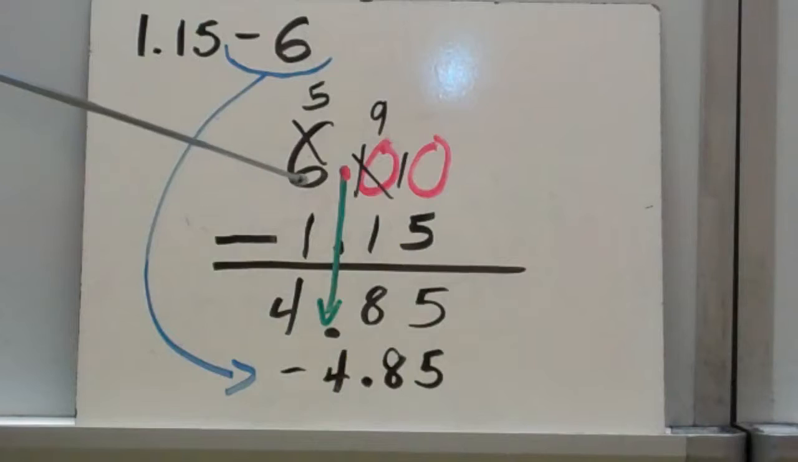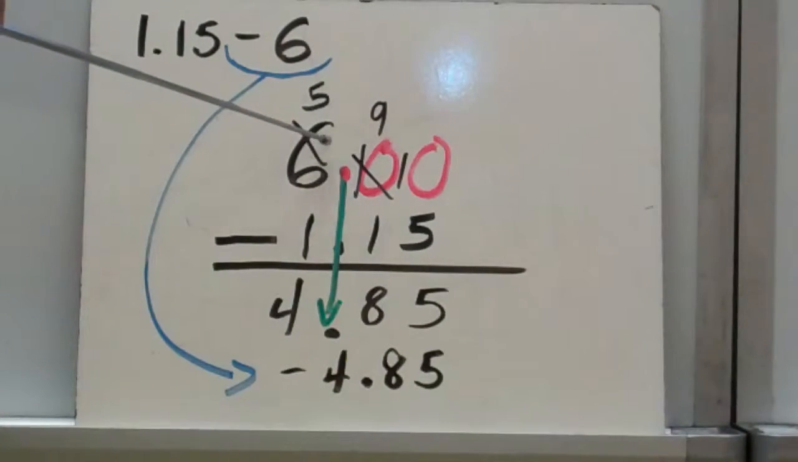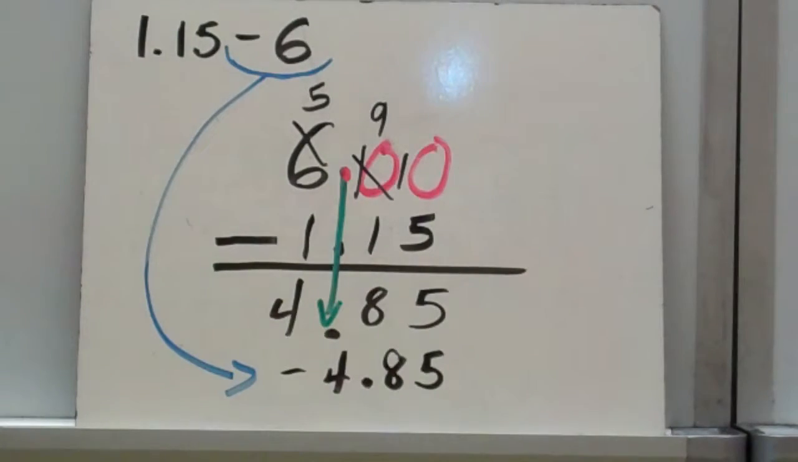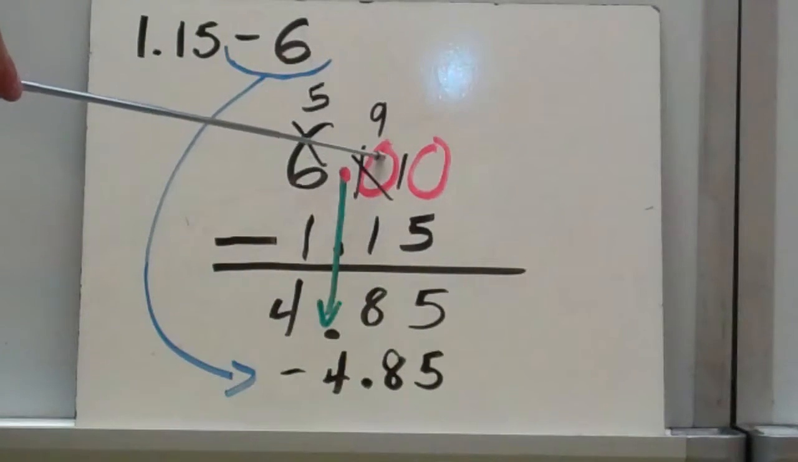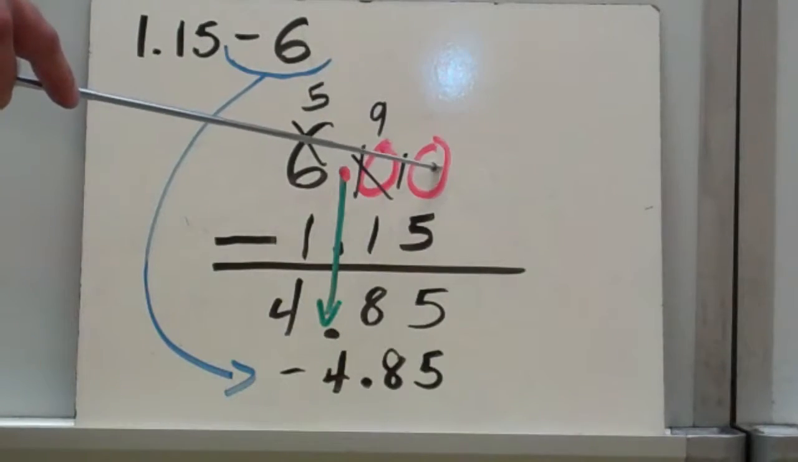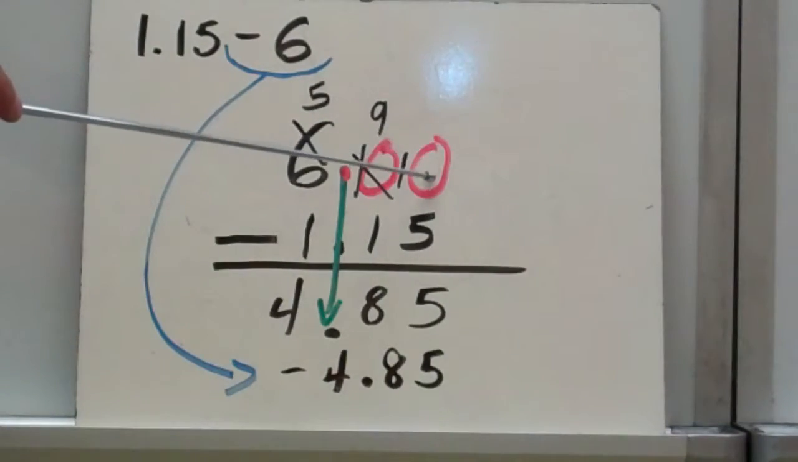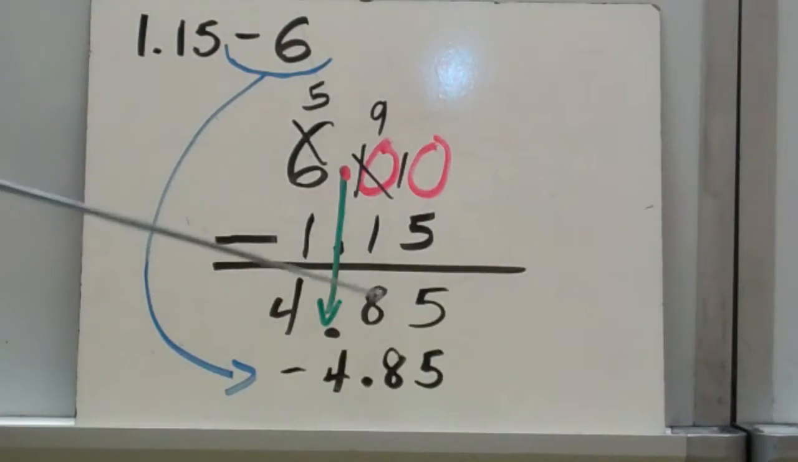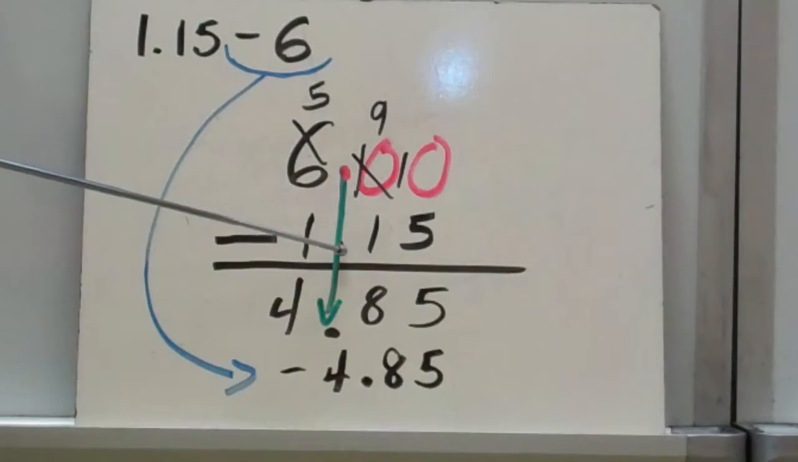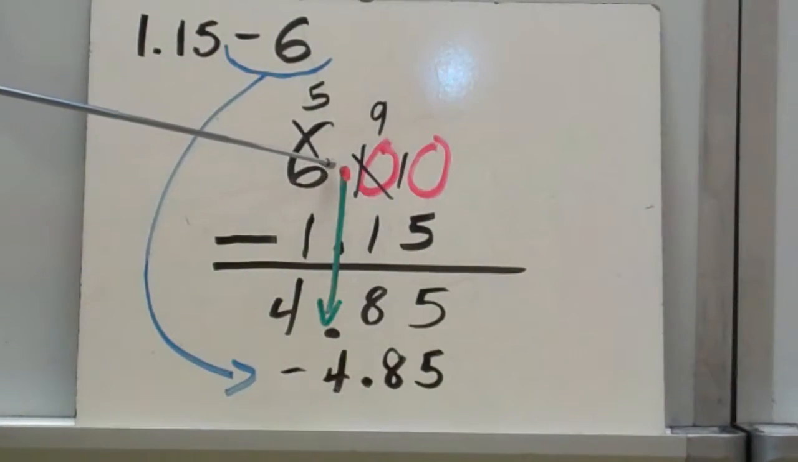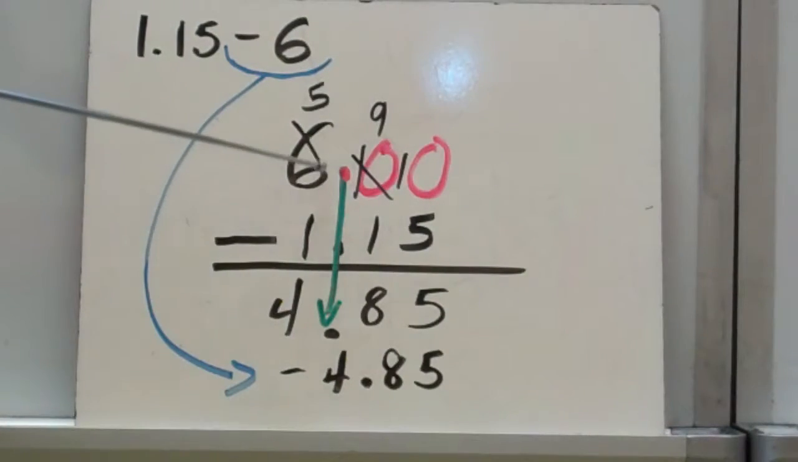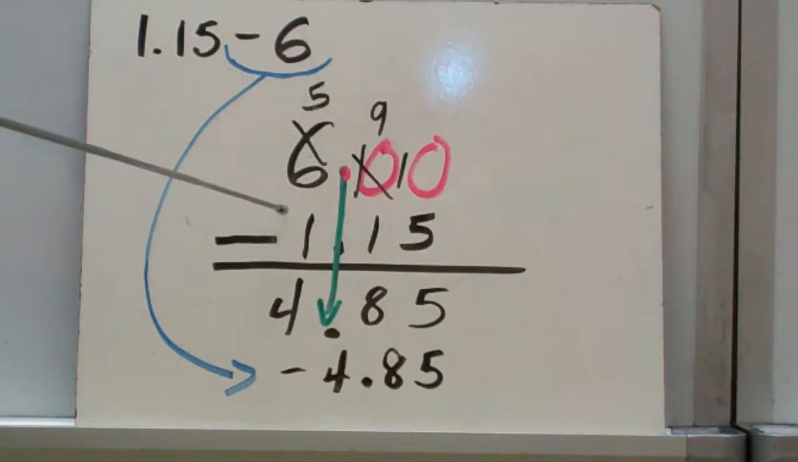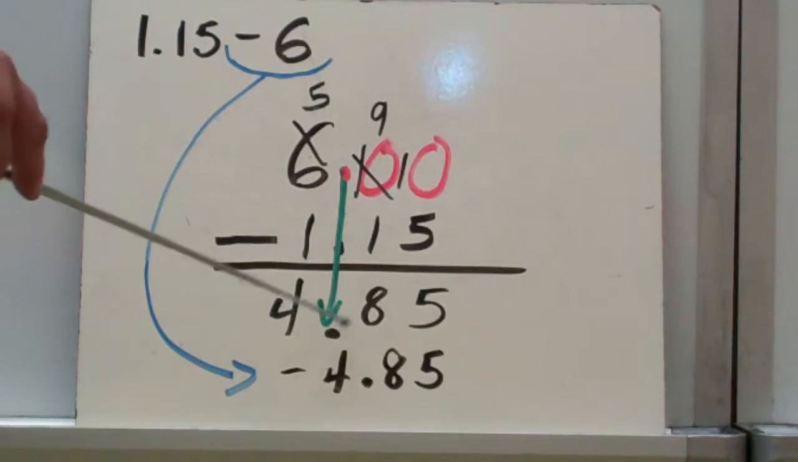So when we start off, we need to regroup our 6 and make that a 5, and bring 10 over to the 0 and make that a 10. But then we need to regroup this 10 here and make that a 9, so we could bring 10 over to that 0. And then 10 minus 5 is 5. 9 minus 1 is 8. Again, we lined up our decimals after we attached a decimal to the 6. And then 5 minus 1 is 4. So 6 minus 1.15 is 4.85.